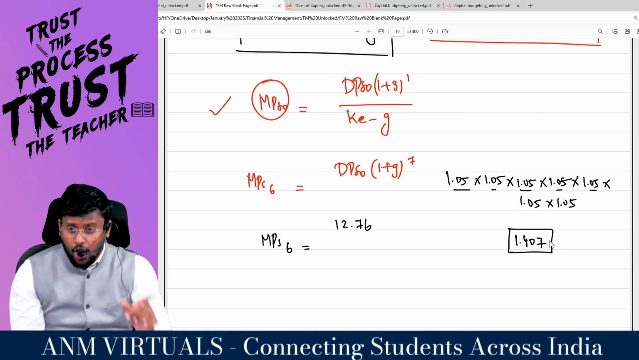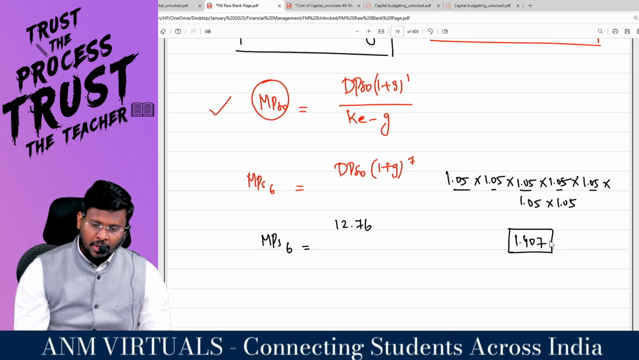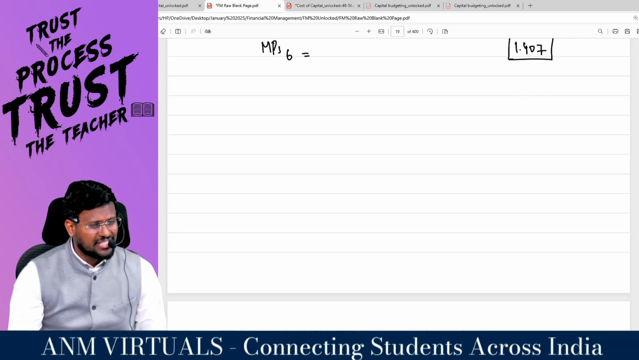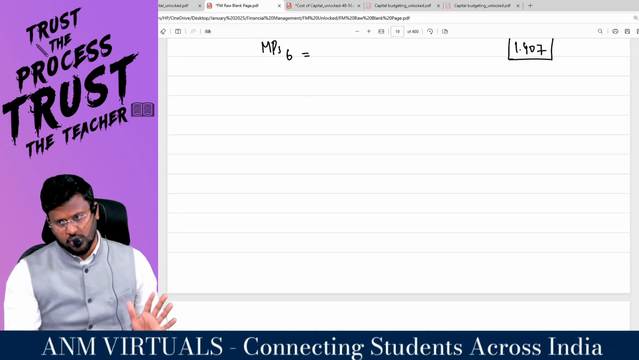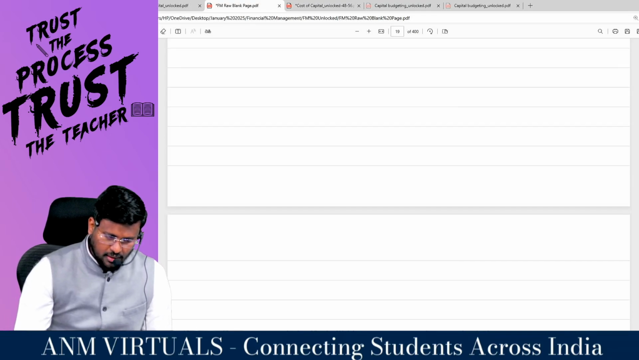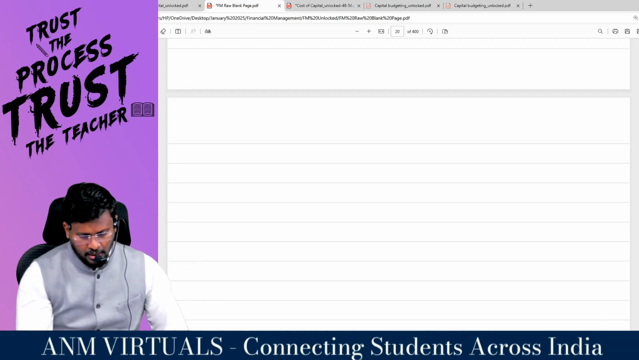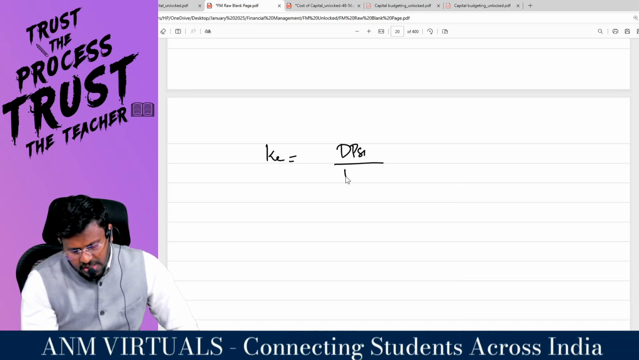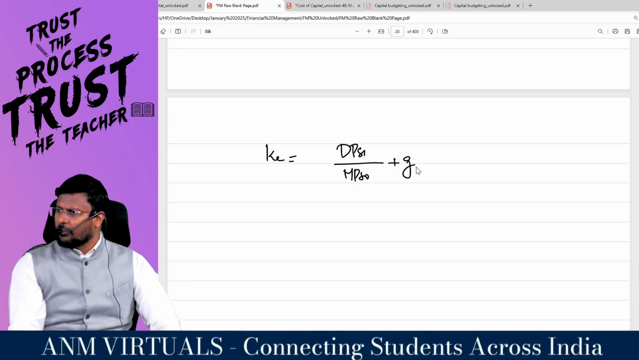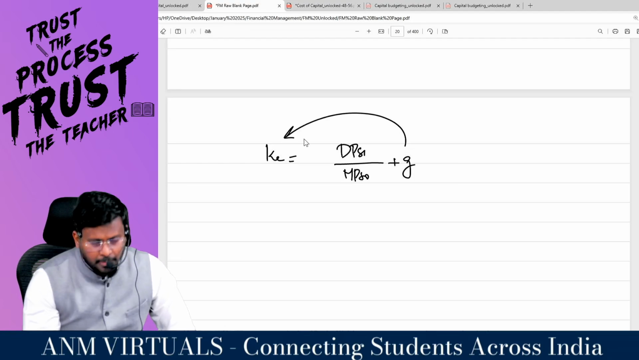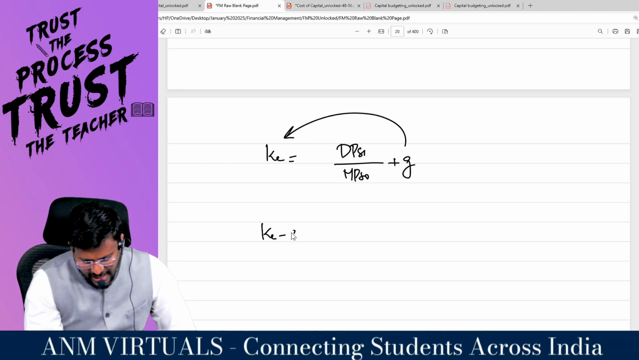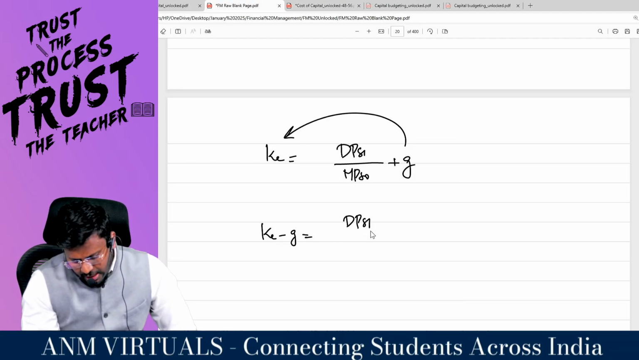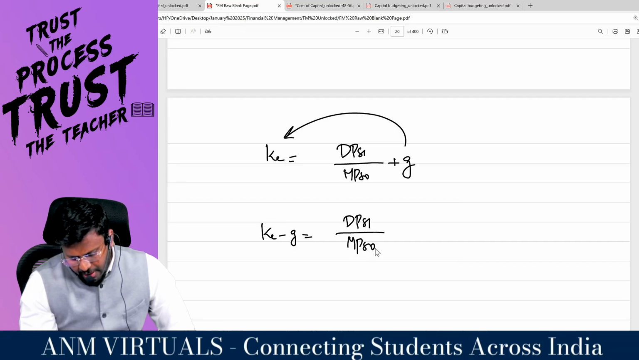Why 7 years? Why not 6 years? I am repeating once again for your benefit, because that is the only area where you will get confused. Let me ask you a question. Leave all this discussion. Come back. Everyone knows KE is equal to DPS 1 divided by MPS 0 plus G. Can I bring this plus G here? That means KE minus G is equal to DPS 1 divided by MPS 0.